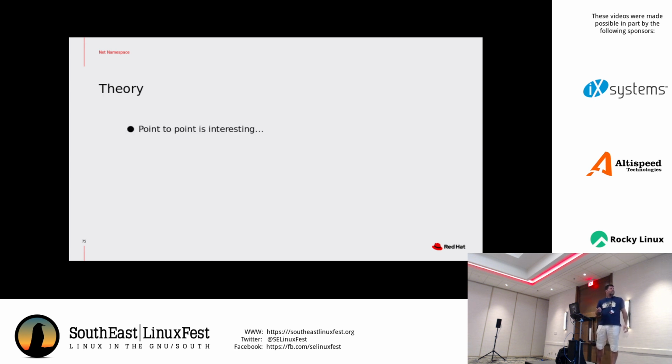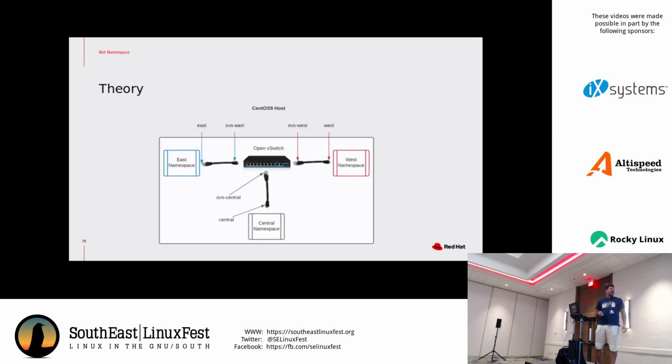Yeah, so point to point is interesting, but how do you actually do something useful? There are a lot of different options, but Red Hat prefers Open vSwitch. There are all kinds of ways to do virtual networking, but essentially, Open vSwitch is exactly what it sounds like. It's a virtual switch. So in this demo, I create an east, a west, and a central namespace, and I plug all of their ends into the switch, and they can all talk. But my host still can't talk to them until you plug into the virtual switch as well.